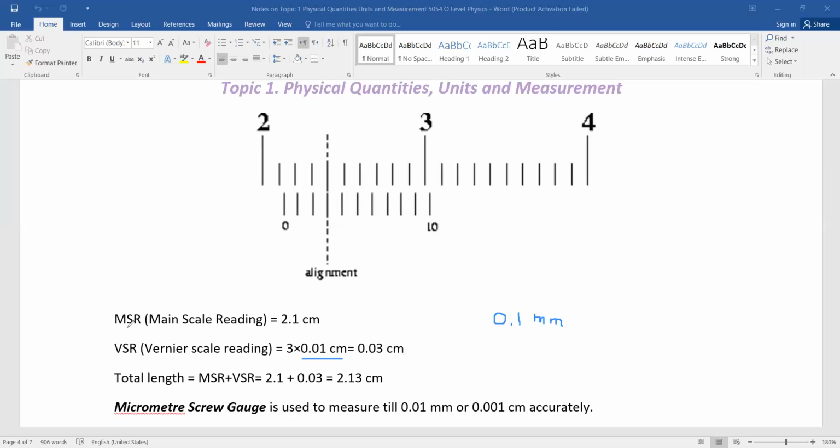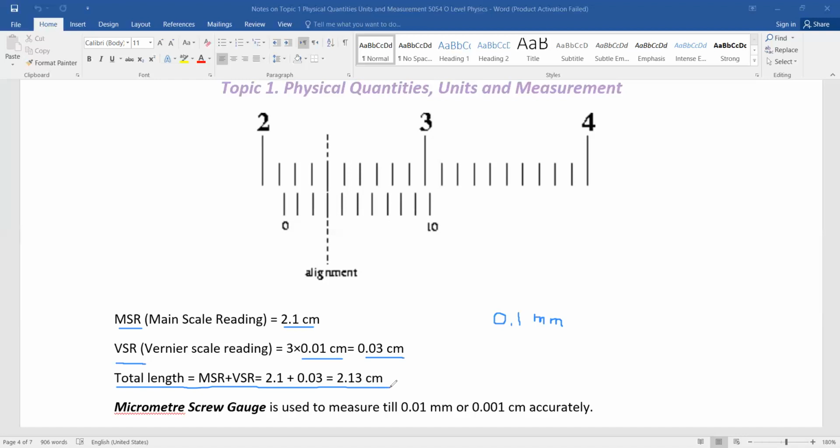So your main scale reading, MSR, is giving you 2.1, and your VSR, that is vernier scale reading, is giving you 0.03, right? So what will be the total length? It will be the main scale reading plus the vernier scale reading. So 2.1 plus 0.03, that is 2.13. So if you get similar questions in Cambridge, then you can solve, right?